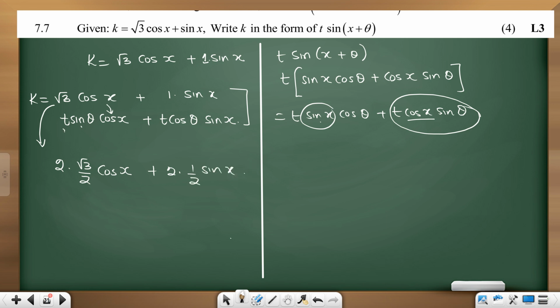If I compare, what do you notice? And sine theta is what? Root 3 over 2. You notice that is my cos x. What is my t again? 2. Cos theta is what? So if sine theta is root 3 over 2, I'm just showing you the back end. What is my theta? Arc sine of what? Root 3 over 2, which is what? Theta is what? 60. Does that make sense to you?